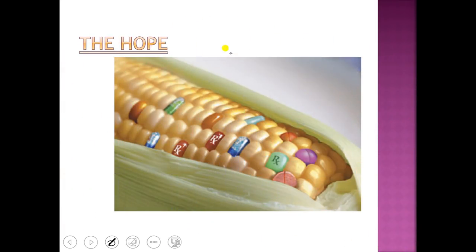But this is the hope with the help of recombinant DNA technology. If we use this technology properly, then we get so many applications that can change the life of human beings in case of certain diseases, in terms of treatment or in the diagnosis.